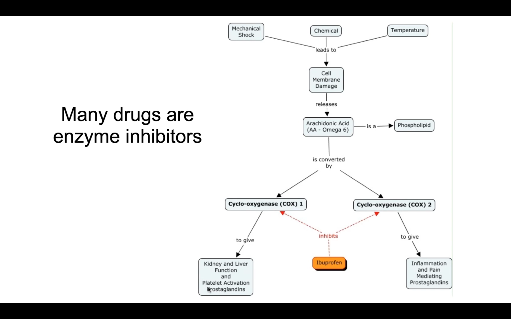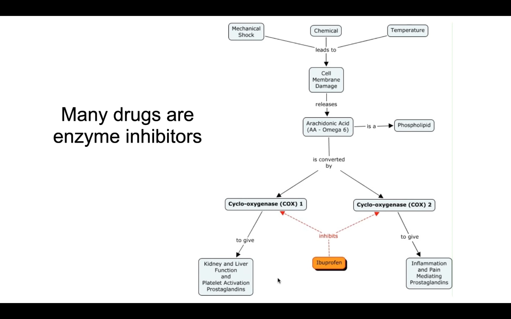And this is important because ibuprofen can be used, and aspirin also inhibits the same enzymes, can be used if you are susceptible to strokes, if you have a heart valve put in, you would be taking aspirin once a day, every day, to reduce platelet activation and minimize the chances of blood clotting when it's not supposed to.